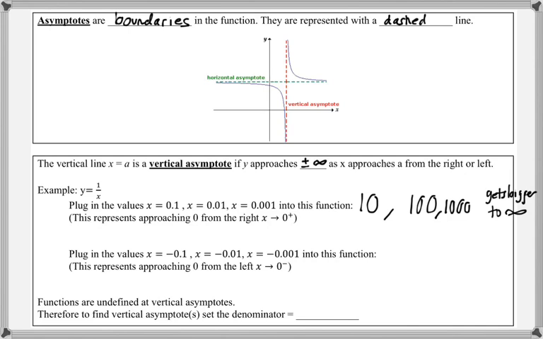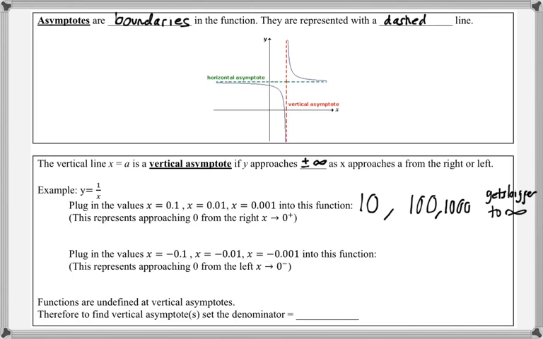So what this represents is approaching 0 from the right, which the notation for that is x approaches 0 plus, or as you approach 0 from the right. So these numbers that I'm picking are getting closer and closer to 0, and they're all positive. The other one is if we get closer and closer to 0, but they're negative.